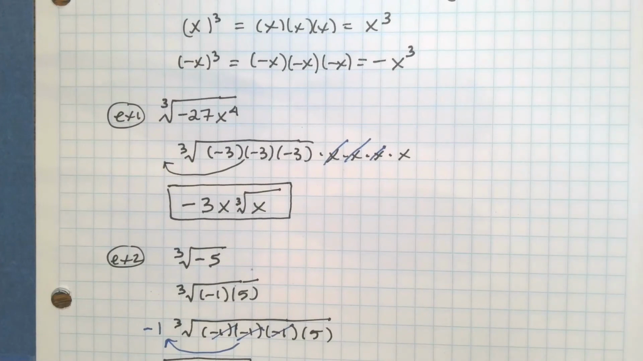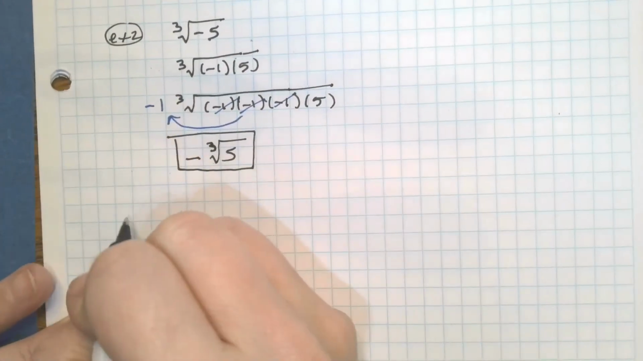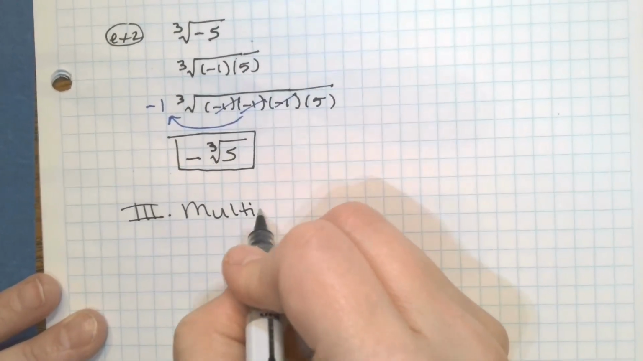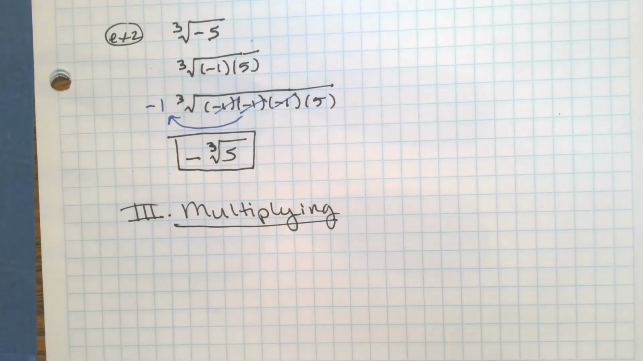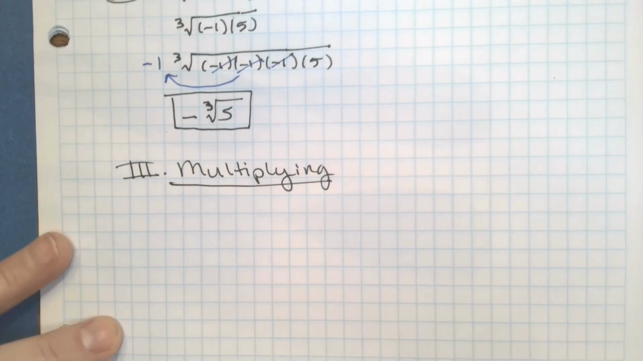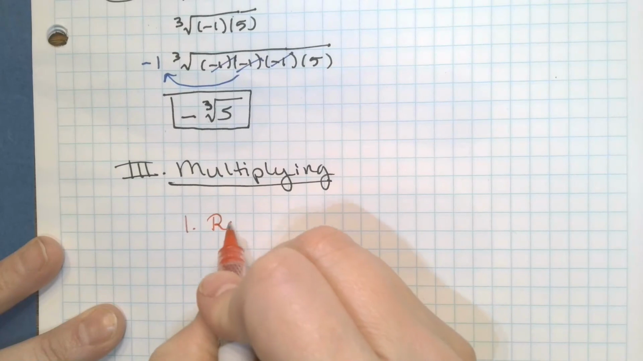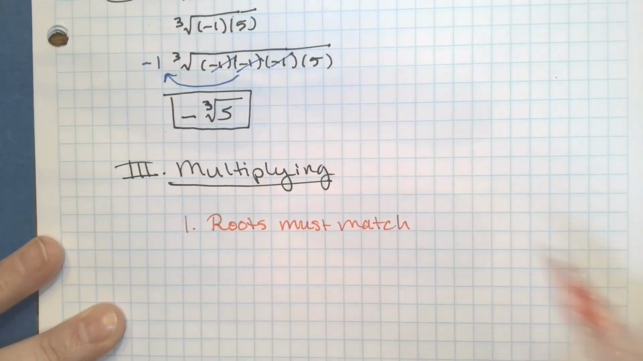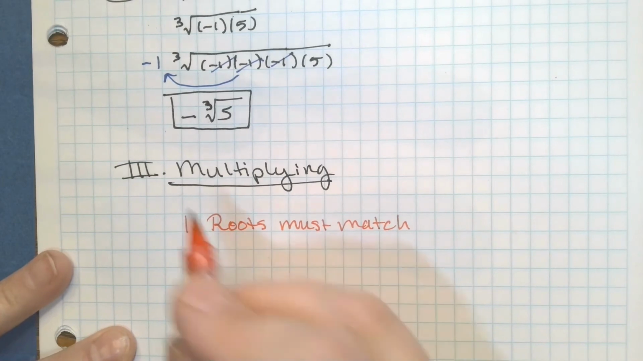Okay, last topic we're going to cover is Roman numeral 3, multiplying. Multiplying is pretty straightforward. When you multiply 2 radicals, first thing you do is make sure that the roots match. Roots must match. If the roots do not match, you cannot multiply them in radical form. Game over, you're done. All right, so check for that first.